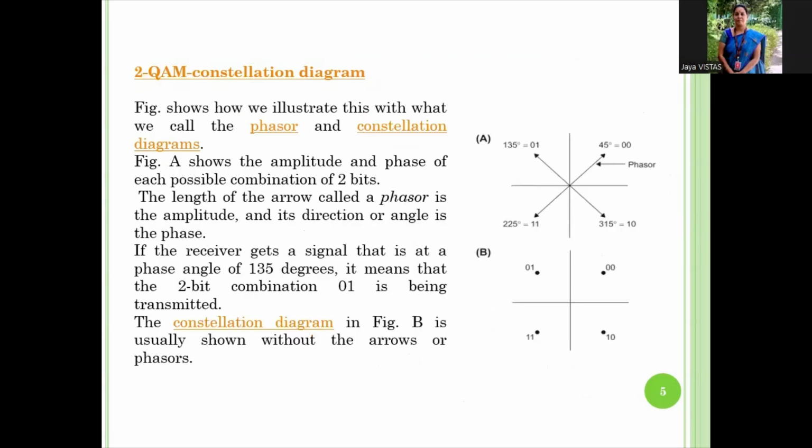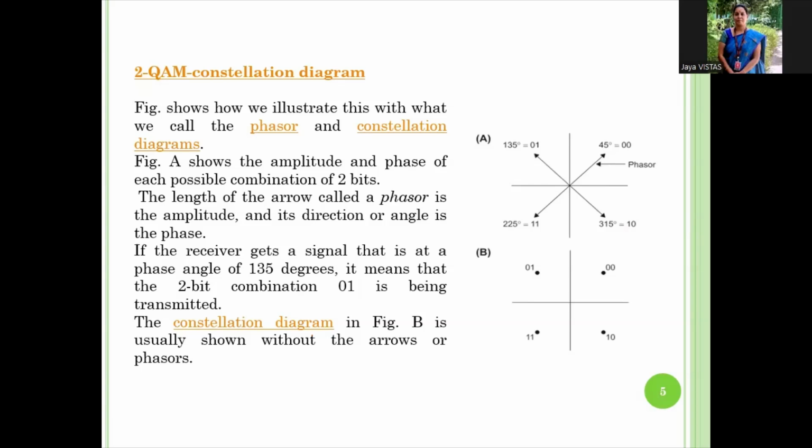So this is the QPSK, quadrature amplitude modulation constellation diagram. Here the figure shows how we illustrate the constellation diagram in phasor and the quadrature phase diagram. Here the amplitude and phase of each possible combination of 2 bits. The length of the arrow is called a phasor, the amplitude, and the direction or angle is the phase.